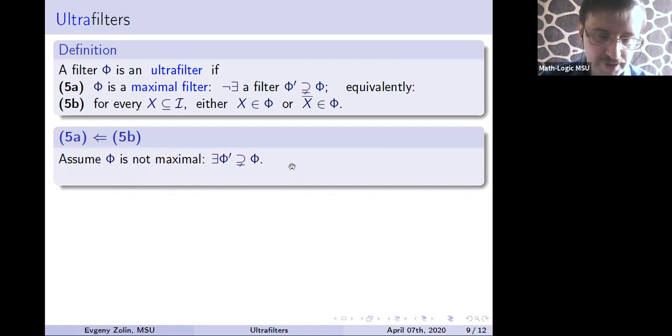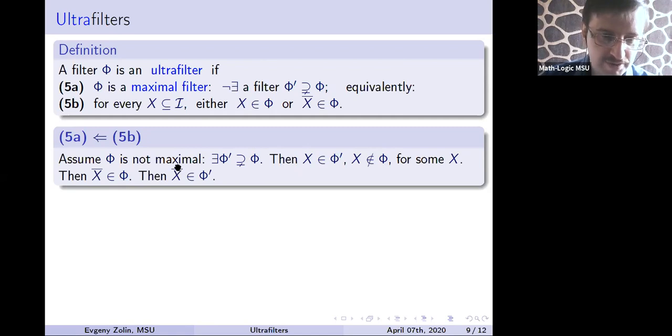What does it mean that it's strictly bigger? We have some set X that is an element of phi prime, but not in phi. Why is this X not in phi? Because its complement is in phi. By property B, we must have that its complement is in phi. But phi prime is a bigger filter. So the complement of X must be an element of phi prime.